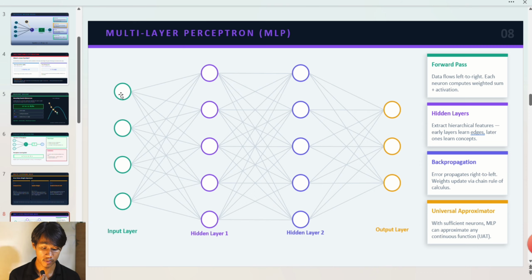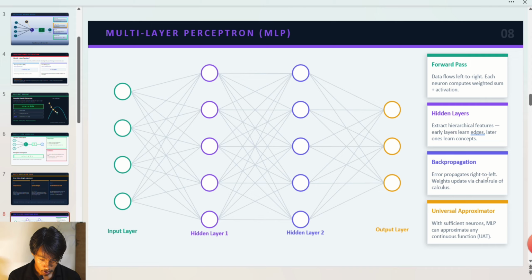Now moving to the next part called multi-layer perceptrons or MLP. To solve more complex problems, we use this method. It contains an input layer, one or more hidden layers, and an output layer. The hidden layers help the network learn complex features from data. Then data moves from left to right during the forward pass. During training, errors move backward through the network using backpropagation.